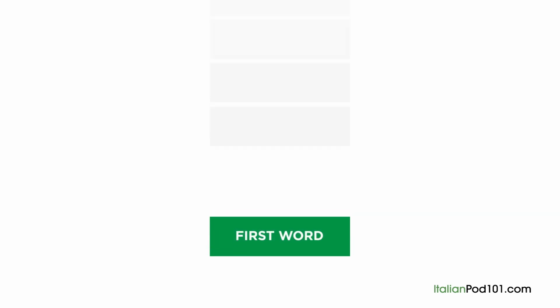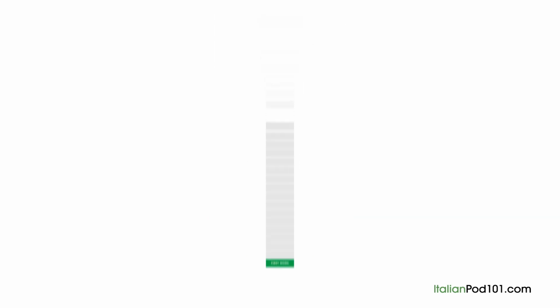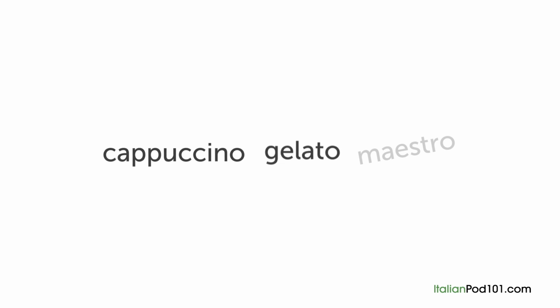Getting started is actually very simple. Just start by learning your first word in Italian and build up from there. The good news, though, is that you already know some Italian. Cappuccino, gelato, maestro. These are all English words of Italian origin.